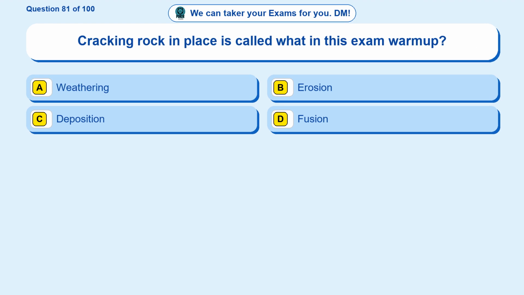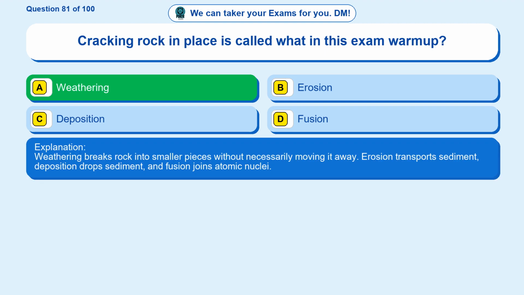Question 81. Cracking rock in place is called what in this exam warm-up? Option A, weathering. Option B, erosion. Option C, deposition. Option D, fusion. The correct answer is option A, weathering. Weathering breaks rock into smaller pieces without necessarily moving it away. Erosion transports sediment, deposition drops sediment, and fusion joins atomic nuclei.